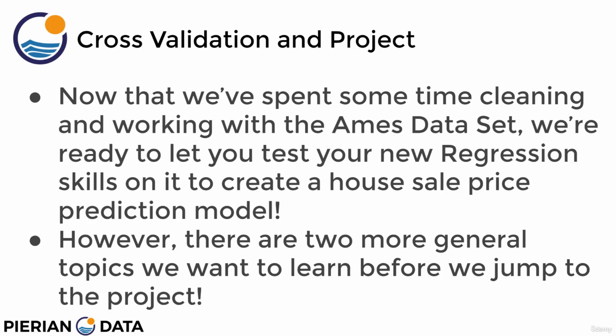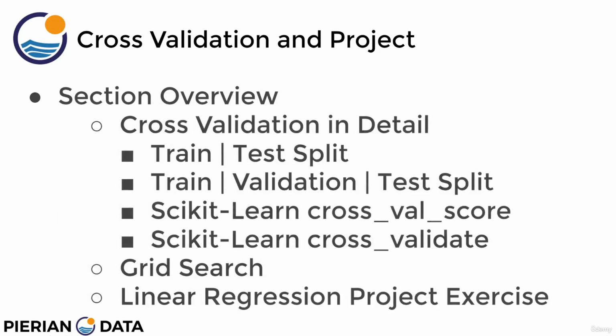However, there are two more general topics that will fit in nicely with the regression project that we want to learn about before we jump straight to the project tasks. So what we're going to do in this section of the course is essentially have three main things: discussing cross-validation in detail, understanding how to perform a grid search, and then your final linear regression project exercise using that Ames housing data set.